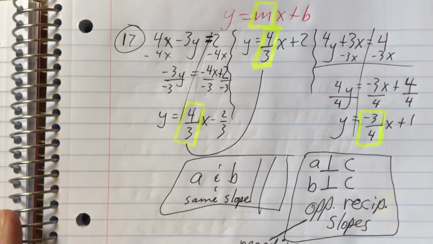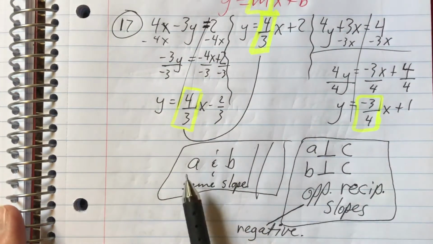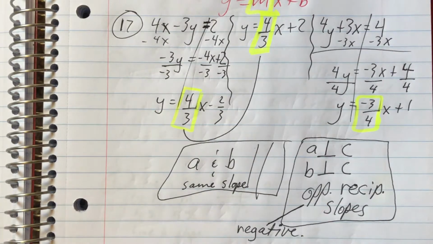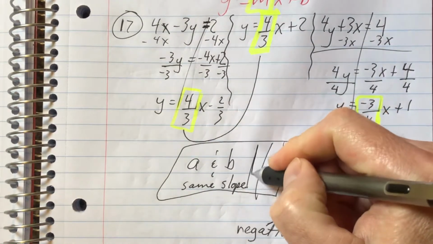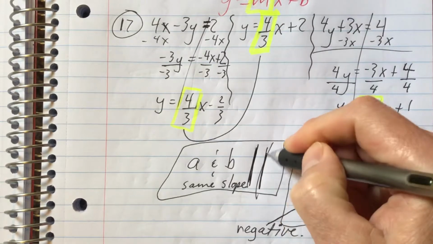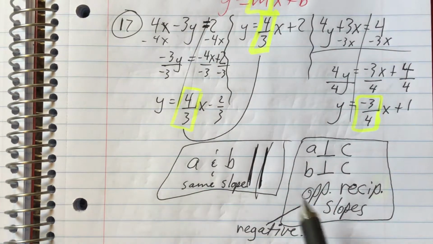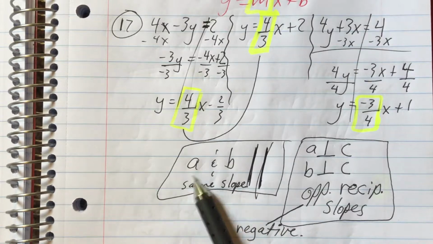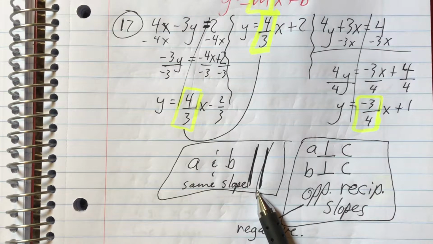So my conclusion is that A and B have the same slope, so they're parallel. Sorry, this is kind of messy. I have this big parallel symbol right here, which is two long lines like that. Anyway, A and B have the same slope, and so those two lines are parallel.